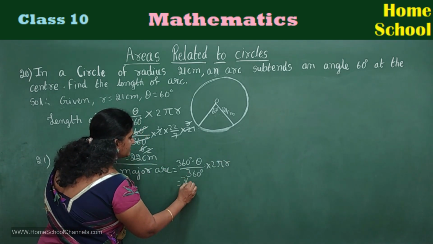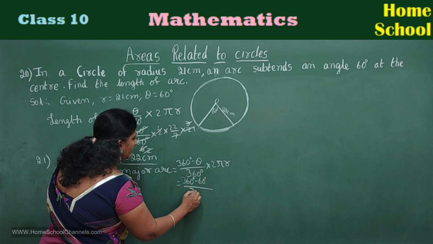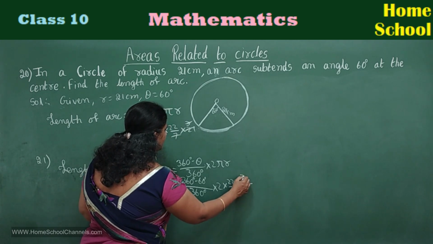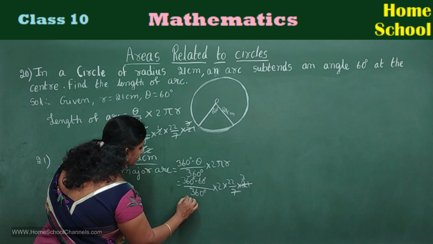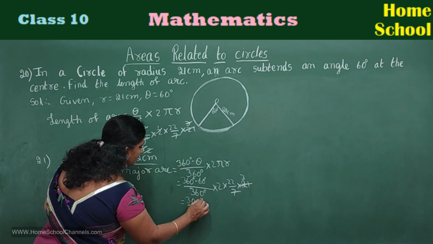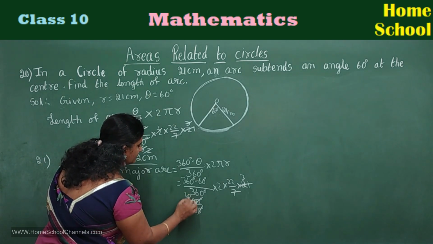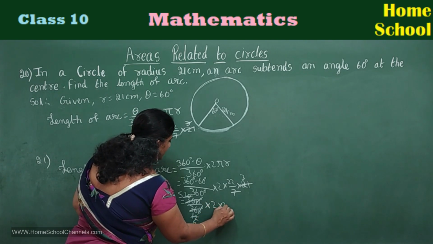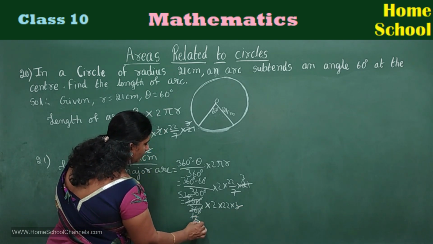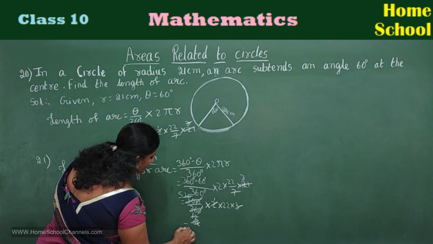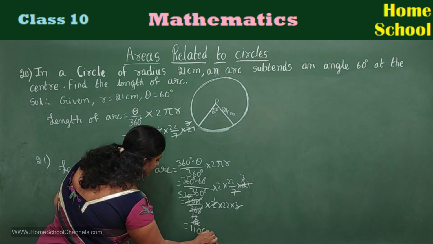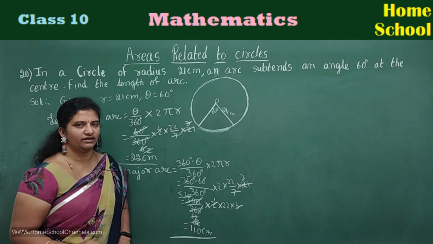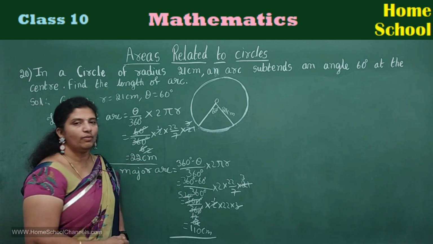What is the theta value given? 60 degrees, right? 360 minus 60 by 360 degrees into 2 into 22 by 7 into radius 21. 7 3s are 21. And here 360 minus 60 will be 300 by 360. 0 0 cancel. 3 10s are 30, 3 12s are 36. Again 2 5s are 10, 2 6s are 12. Into 2 into 22 into 3 left, right? 3 2s are 6. Again 2 1s are 2. And now we are left with 22 into 5. That is 110 centimeters. 110 centimeters is what? Length of major arc. So therefore the length of the major arc is 110 centimeters.